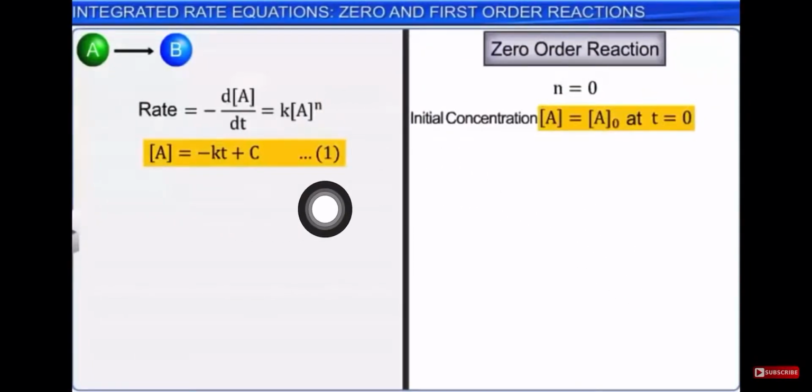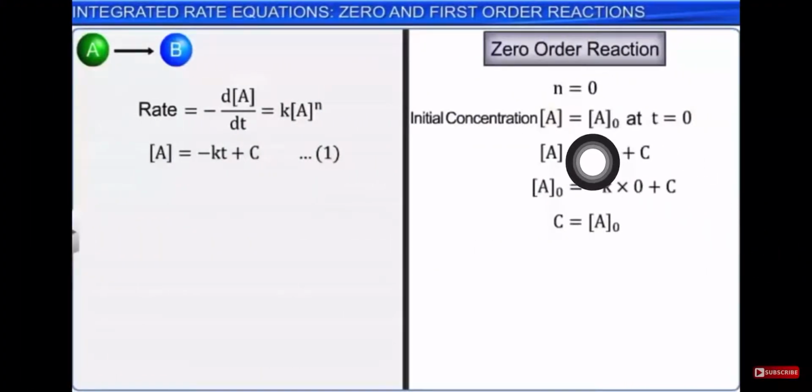Now at initial concentration, we know that concentration of A will be A0, at time t equal to 0. What will the equation become? If we take this equation for initial concentration, what is the initial concentration? That is A0 at time t equal to 0. Initial means it is 0 only.